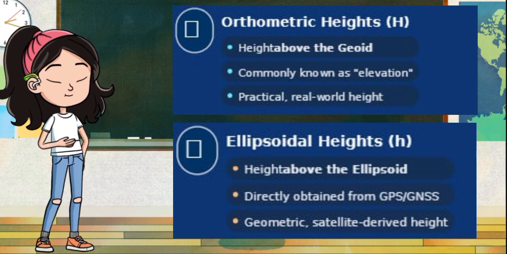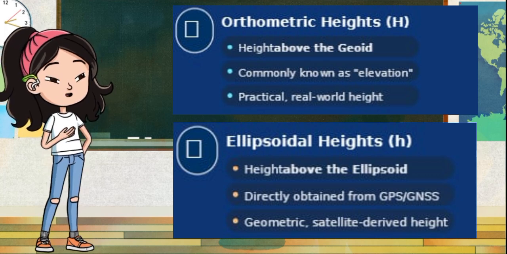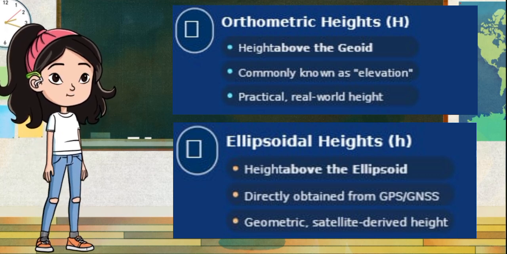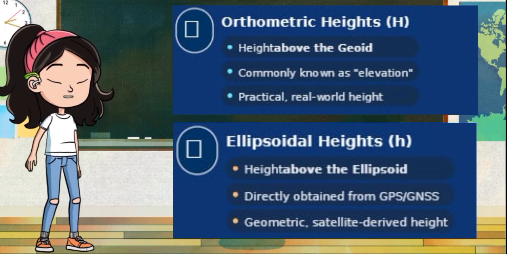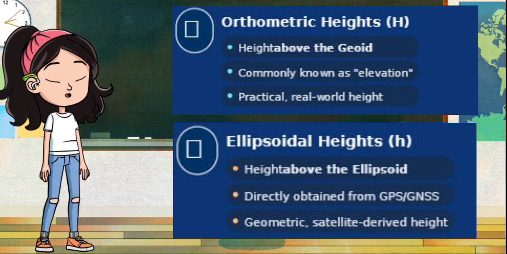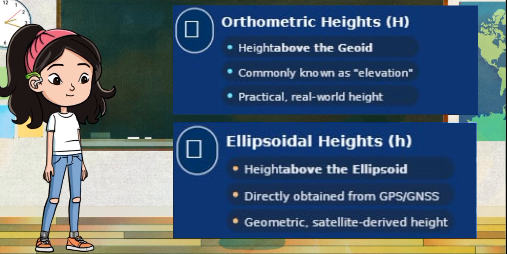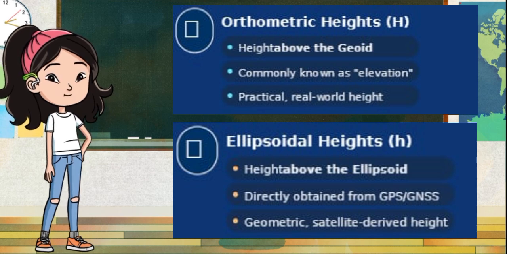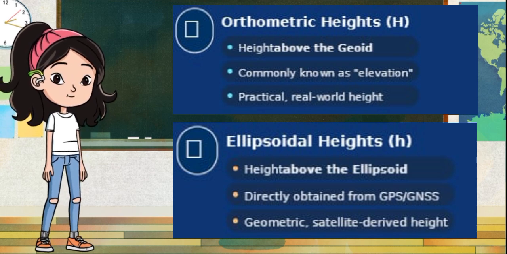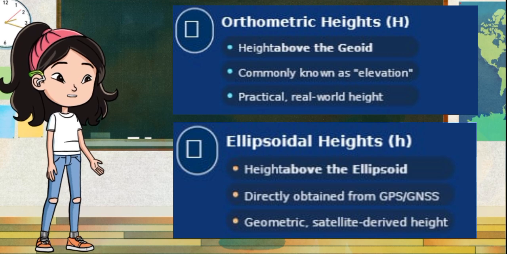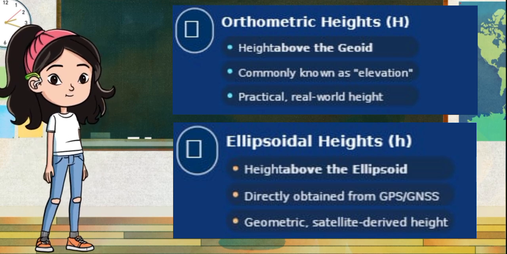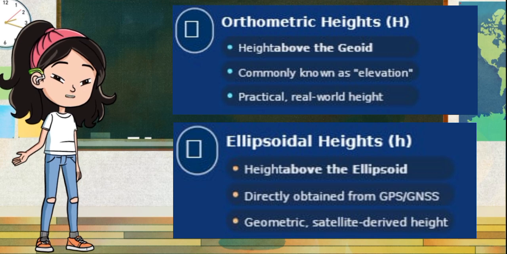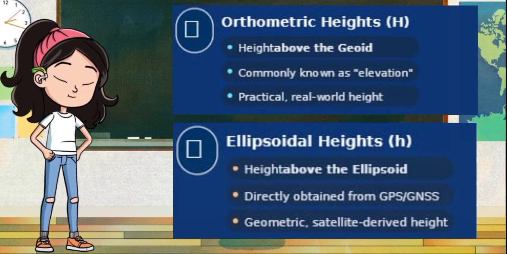Orthometric height is the height above the geoid, as I've said earlier, commonly known as the elevation. It is the practical or real-world height. While the ellipsoidal height is the height above the ellipsoid, of course, it is directly obtained from the GPS or the GNSS. It is the geometric satellite-derived height.